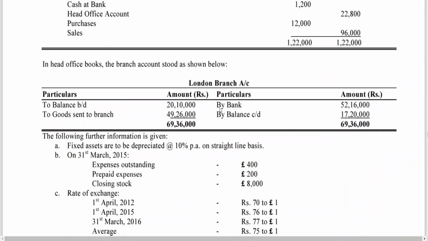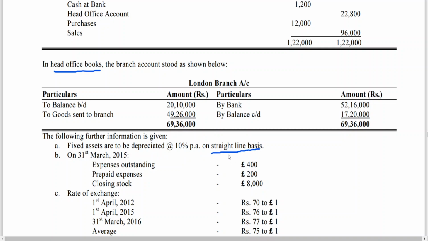In the head office books, the branch account stood as follows. It is just like the last class problem. The closing balance is the amount due from London branch. It shows a credit balance in the books of head office. In the head office books, the goods sent to branch are given. And fixed assets are to be depreciated at 10% per annum on straight line basis.